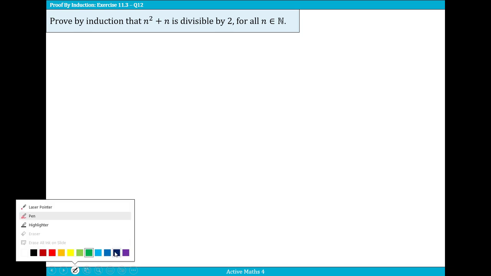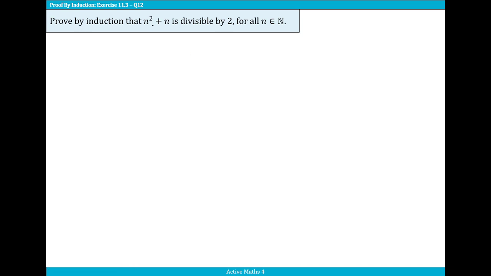Okay, so we'll have a look at this question. We want to show that n squared plus n is always divisible by 2. And I always like picking a random number that isn't in my proof just to see. So I'm going to put in n equals 6. n squared plus n is 6 squared plus 6, and that's 36 plus 6, which is 42. 42 is divisible by 2.